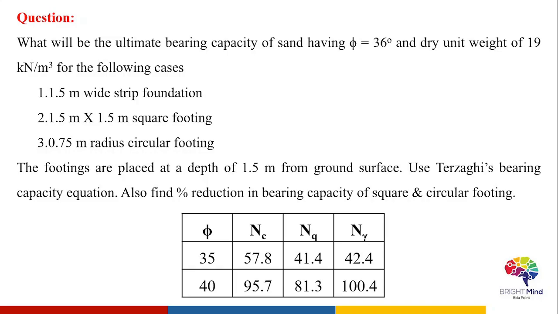We have to use the Terzaghi's bearing capacity equation for the determination, and also we have to find out the percentage reduction in the bearing capacity of square and circular footing with respect to the strip footing. Now, bearing capacity factors for angle of friction corresponding to 35 and 40 degrees are given. So we have to make use of interpolation and find out the values for phi equals to 36 degree, that is the value of Nc, Nq and N gamma.